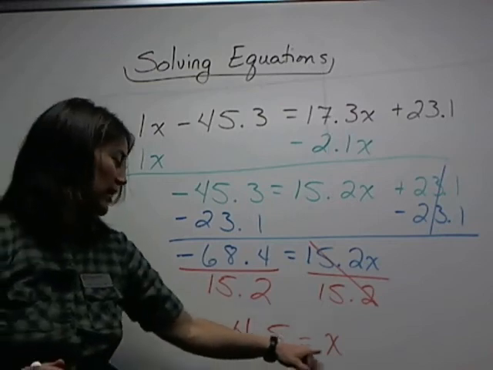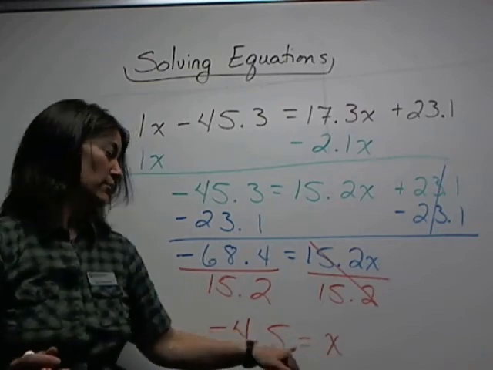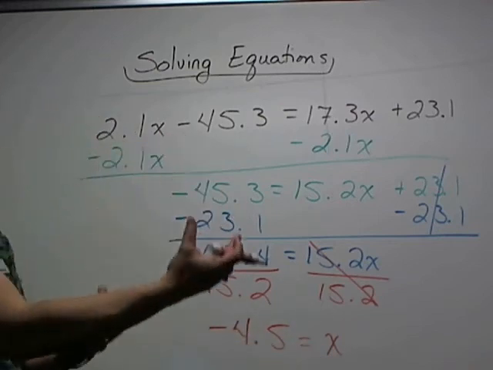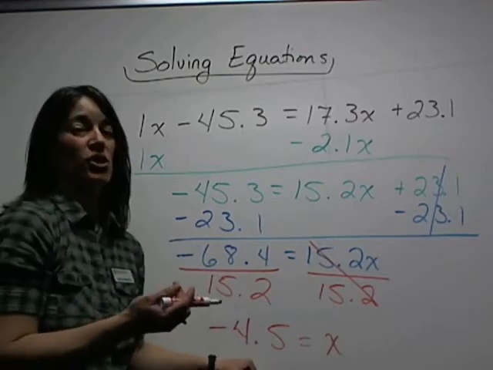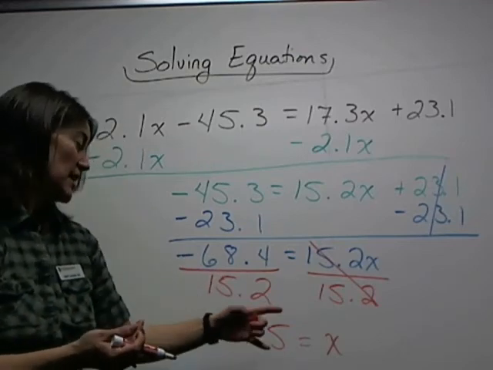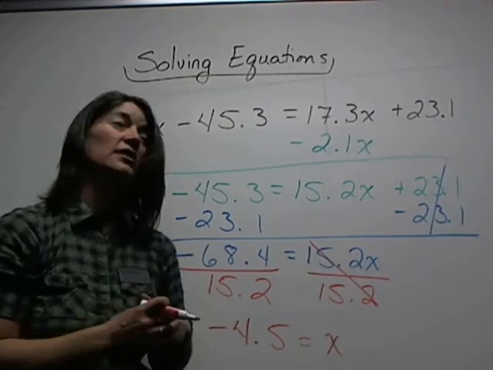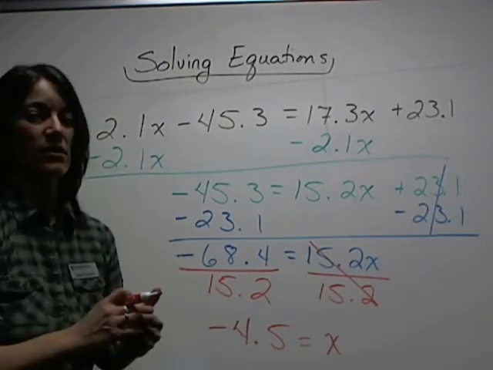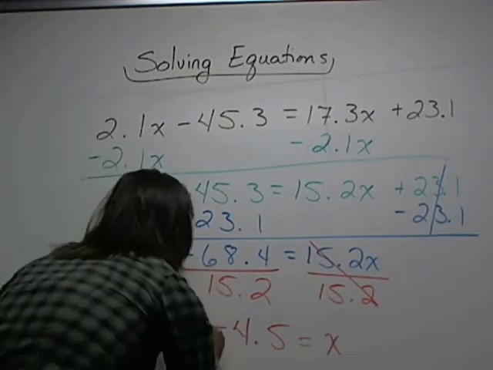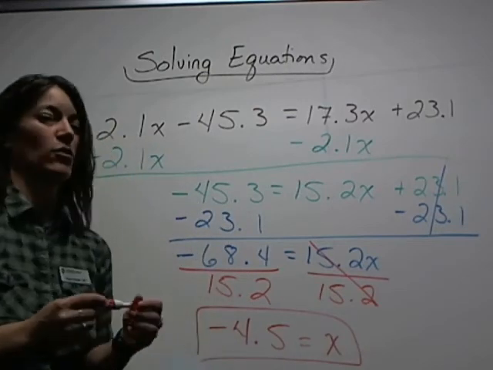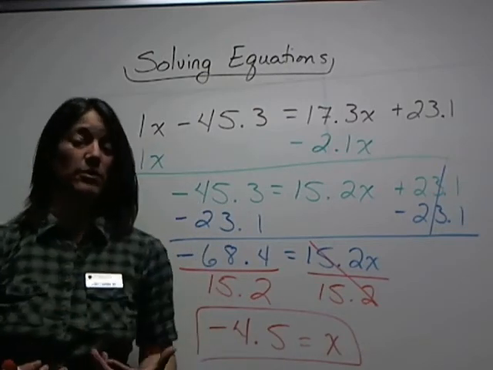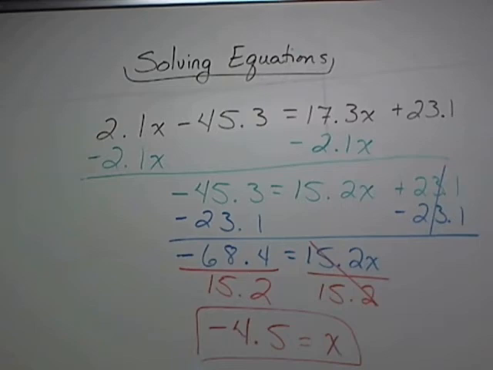It's okay to have your answer with the variable after, as opposed to the variable first and then the number. I call this Yoda talk. Instead of saying x is negative 4.5, negative 4.5 is x. Good, he is. Remember, Yoda always said things backwards. And that's okay. It's acceptable. Let's try another with another little twist to it.